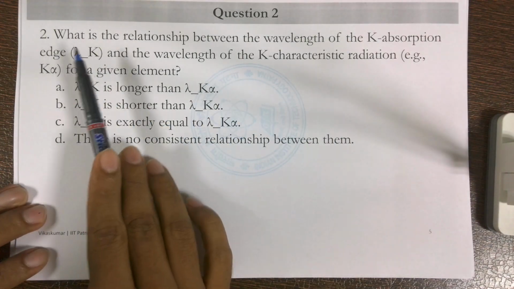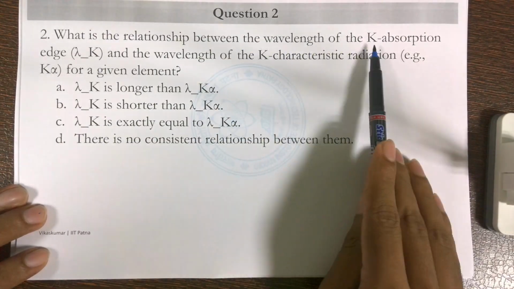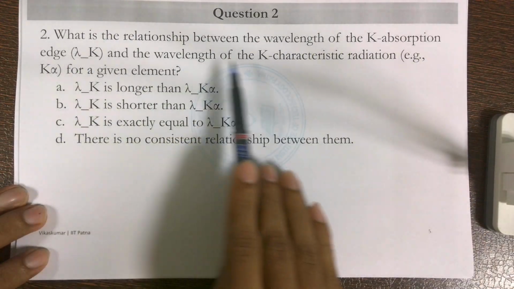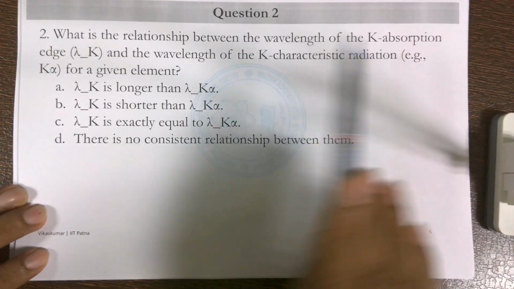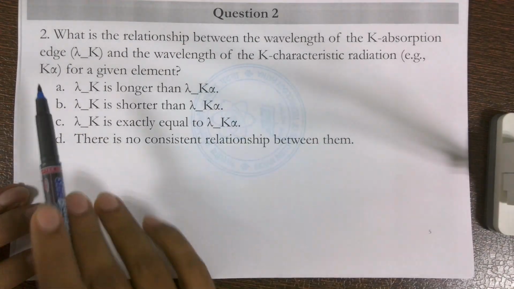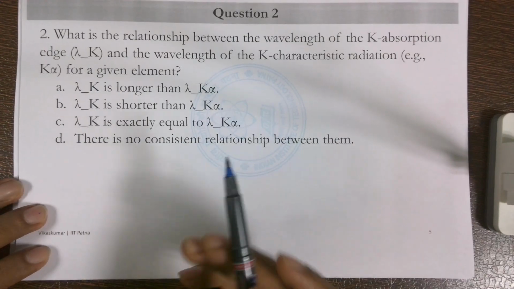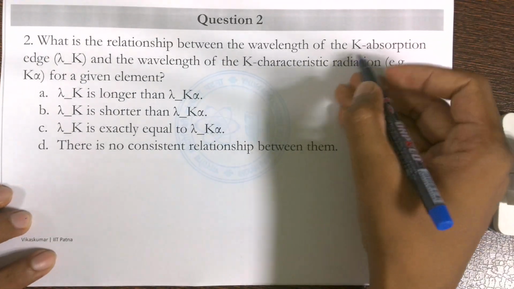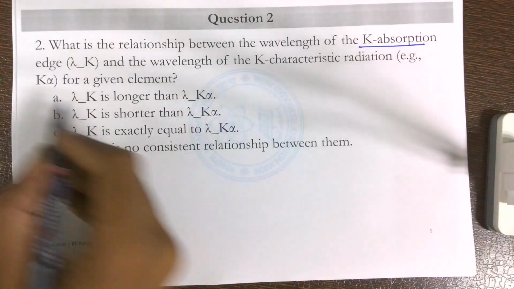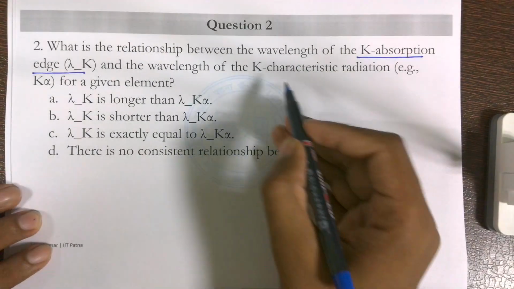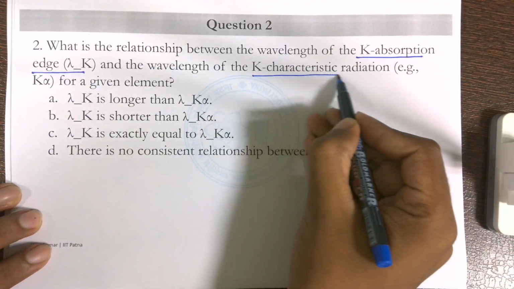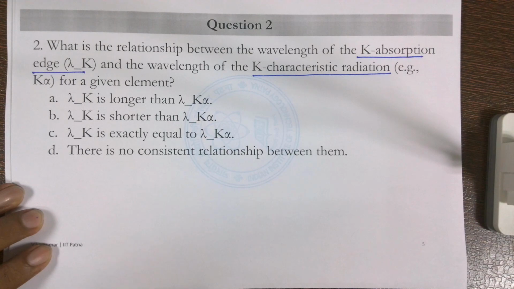The question is, what is the relationship between the wavelength of the K absorption edge and the wavelength of the K characteristic radiation? Okay, so that is K alpha for a given material. So now we have to talk about two things: K absorption edge, and second, K characteristic radiation.